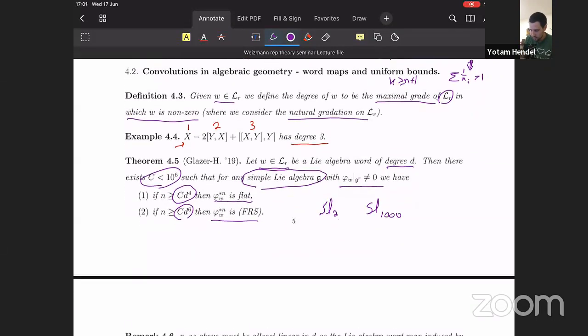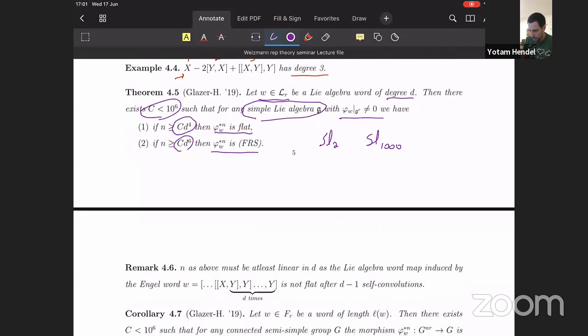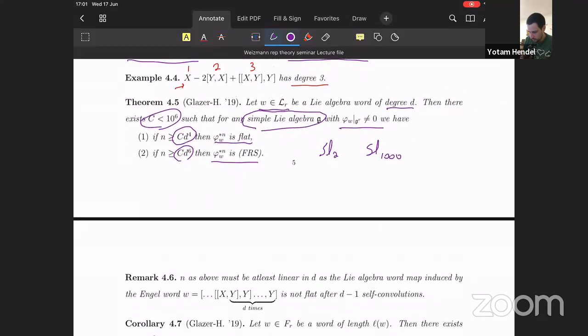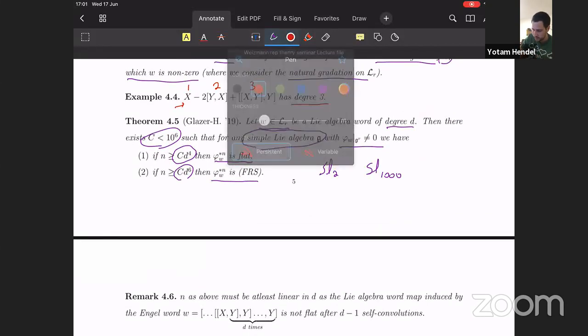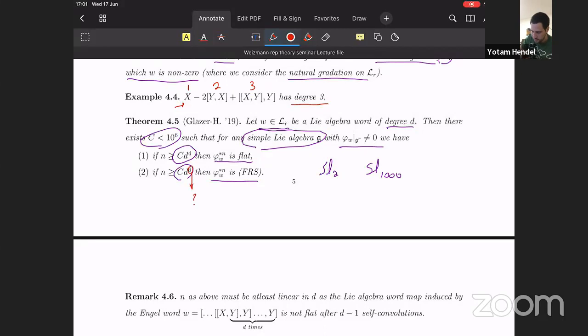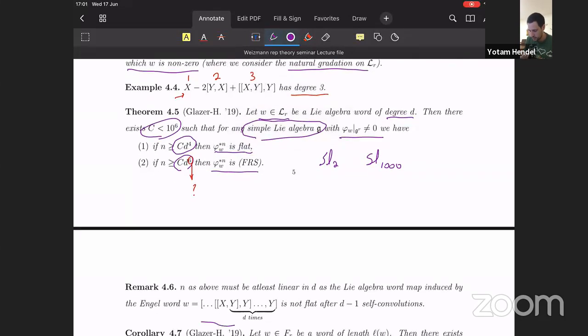Now, using this theorem, there was one more remark I wanted to make. It's an interesting question to ask what the optimal exponent needed here is. One can show that if you take the Engel word, so just x and then d commutators with y, then it is not flat after d-1 self-convolutions. So this exponent must be at least linear, and it's a nice question to see what exactly it should be.